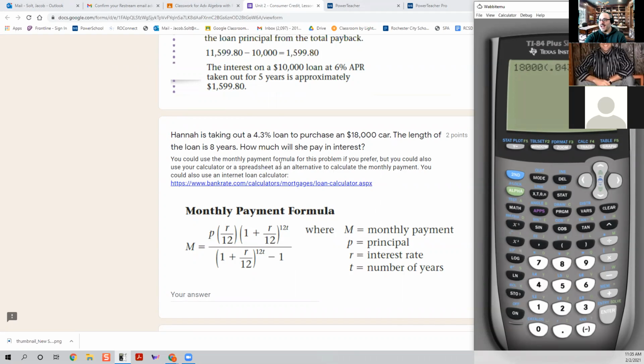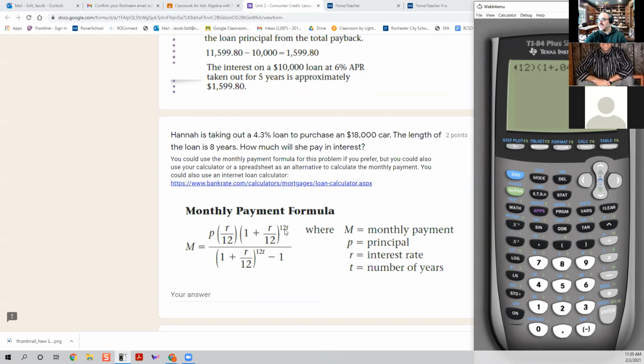If I didn't know how to do that, I'd have to take this 4.3 and divide it by 100, right? Which I can do in my head by moving this decimal place over. Divided by your 12. I got divided by the 12 first. Times parentheses, 1 plus your APR, 0.043 divided by 12 again. Closing that parentheses out, to the 12th. I got to raise it to 12 times t.